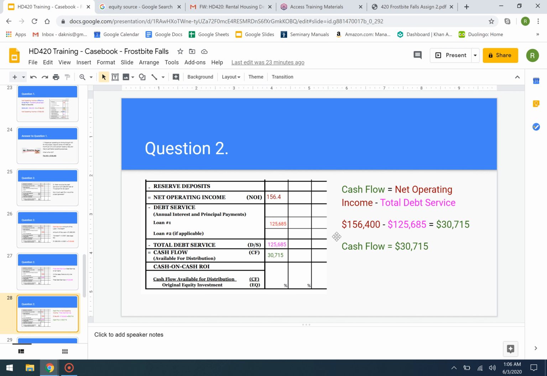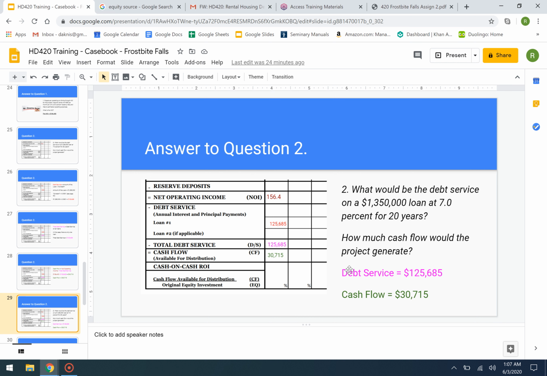Cash flow is then taken from, and you again use these equals and these minus signs as help if you're wondering what to do next. It is the net operating income, this number right here, the $156,400, minus the total debt service, which is the $125,685, for a total cash flow of $30,715. Again, you're taking this number right here, minusing the total debt service for a total of $30,715. Plug that number in there. All right, so that should answer question 2. What's the debt service and what's the cash flow? Debt service, cash flow. All right, those numbers are plugged in, looking pretty good.